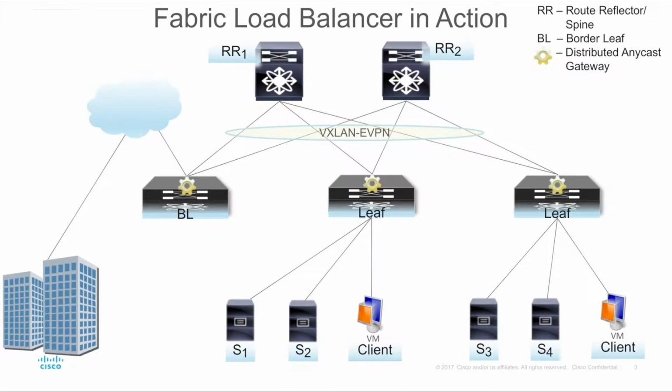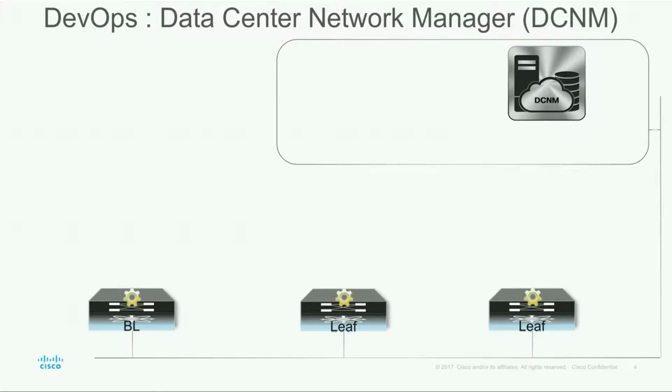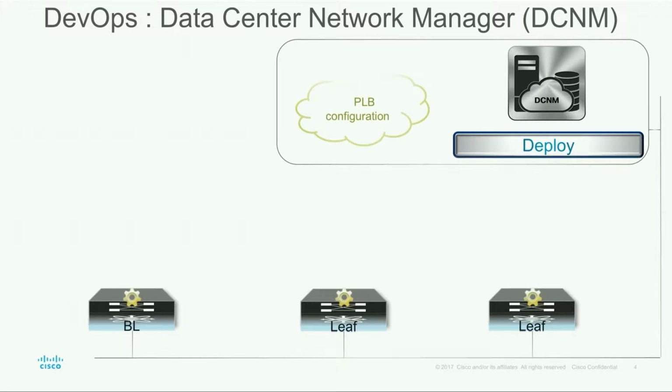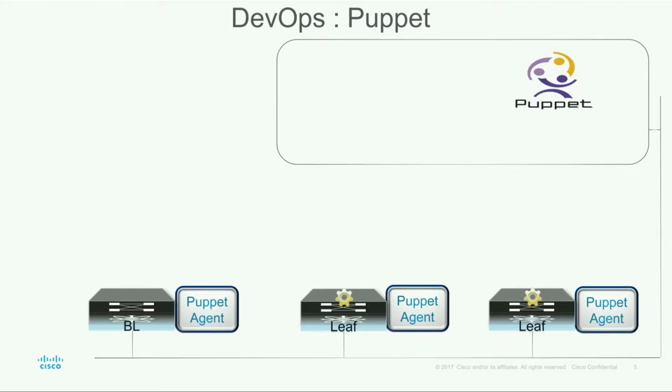Now let's discuss DevOps with respect to automation and simplifying the provisioning of PLB. There are different ways to automate the provisioning of PLB. Let's show first how this is done with DCNM. DCNM pushes the PLB configurations to all the leaves and border leaf devices which are acting as load balancers here. PLB can be automated using Puppet as well, which is shown here.